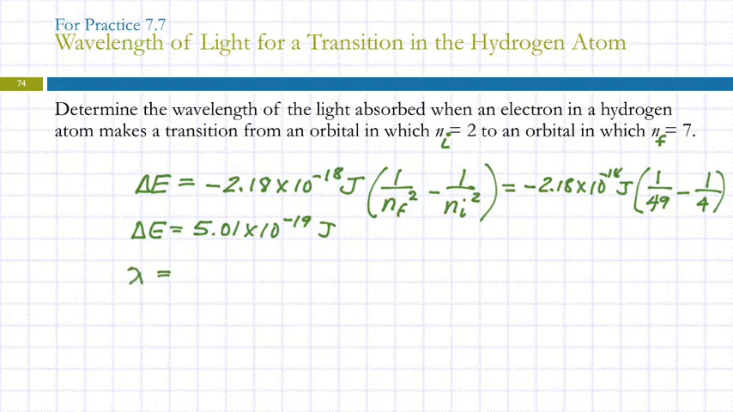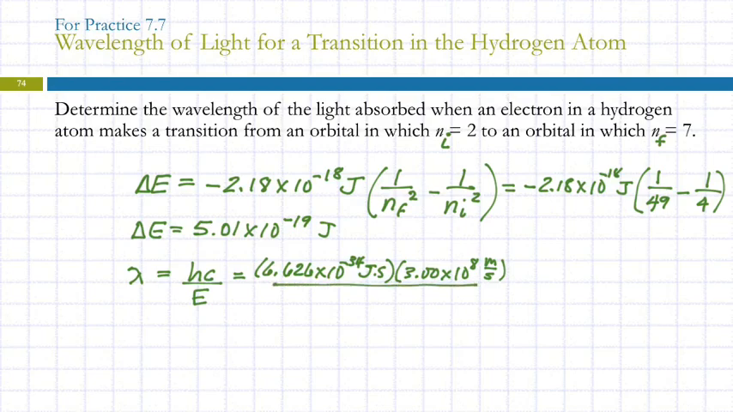The wavelength is equal to hc over the energy. So h is 6.626 times 10 to the minus 34 joule seconds. C is the speed of light, 3.00 times 10 to the 8th meters per second. And then in the bottom, we've got 5.01 times 10 to the minus 19 joules. We can look at our units. The joules cancel out, the seconds cancel out. We're left with meters.